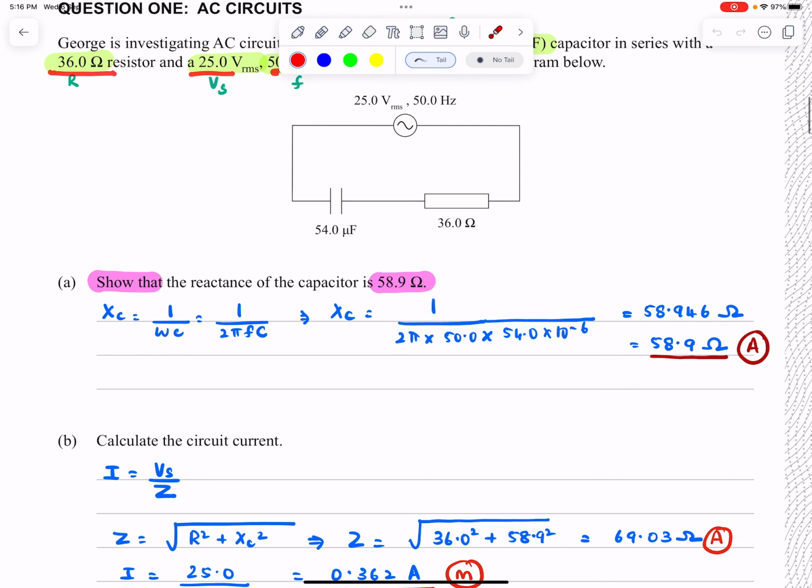Now show that the reactance of the capacitor is 58.9 ohms. For a show that question, you always write the formula, substitute, and get the unrounded answer, and then you round it to what's required. So that gives you an achieved.